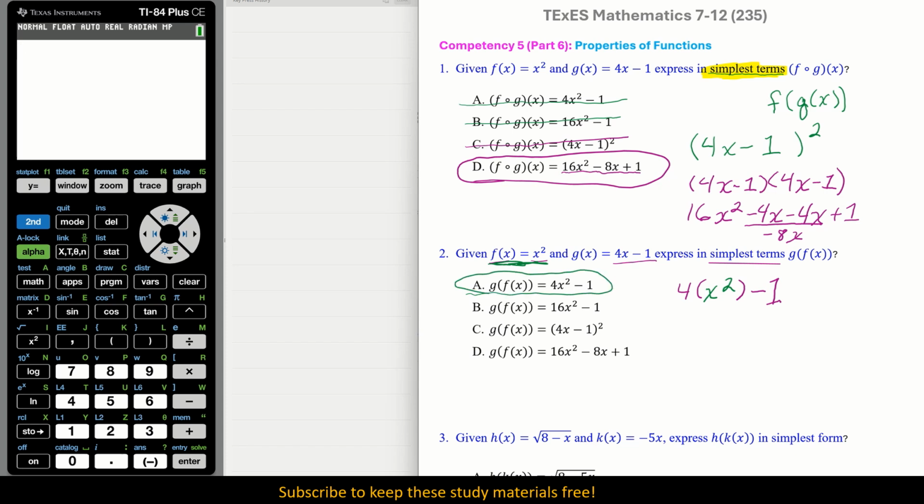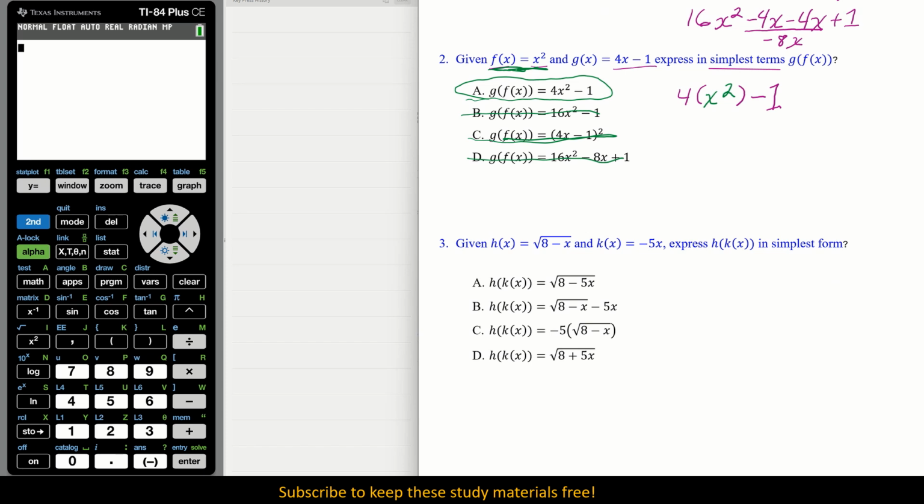So we knew that C wouldn't be it because C was incorrect as simplest form, and D was for the prior one. So it had to be one of these other two. The mistake made on B is that they squared the 4, and that's not what our composition is asking us to do.